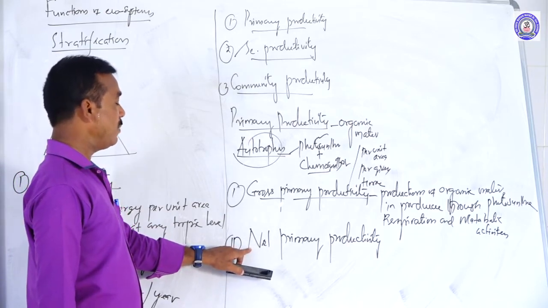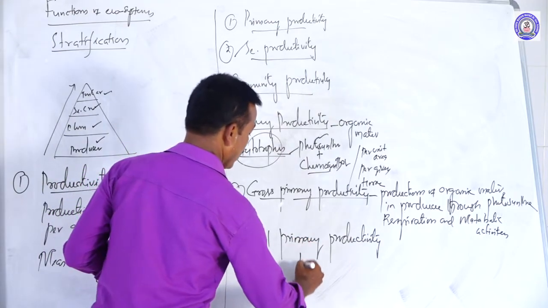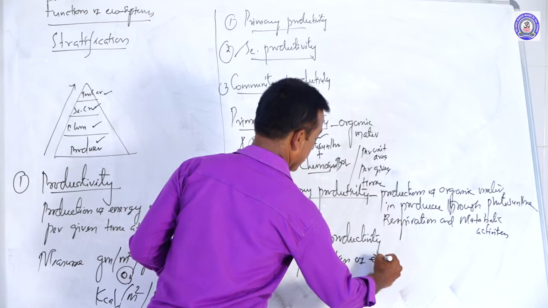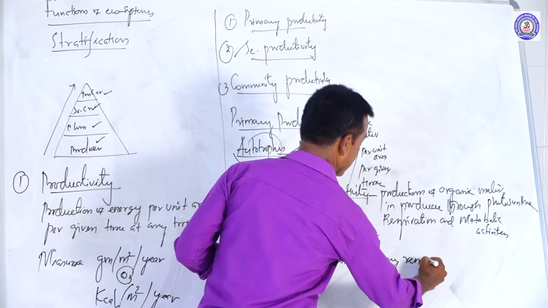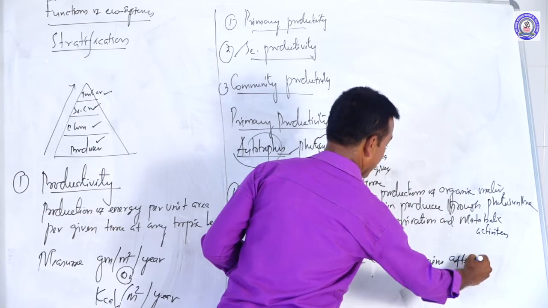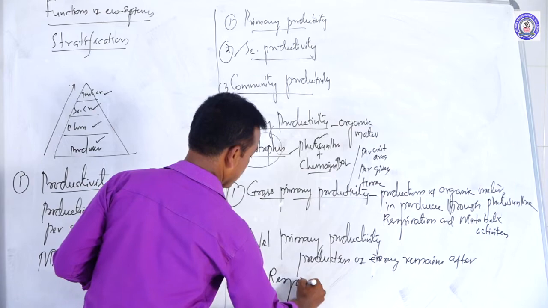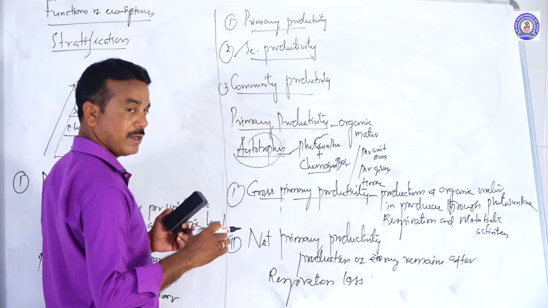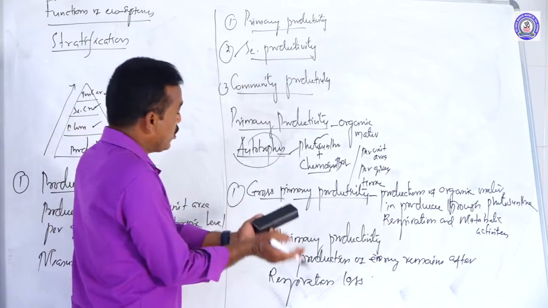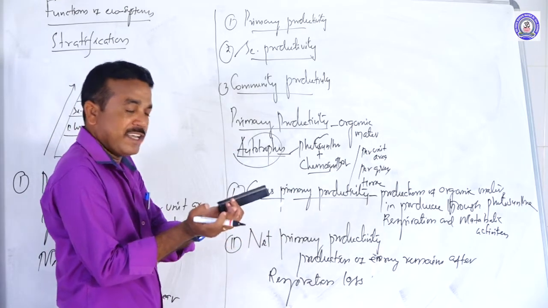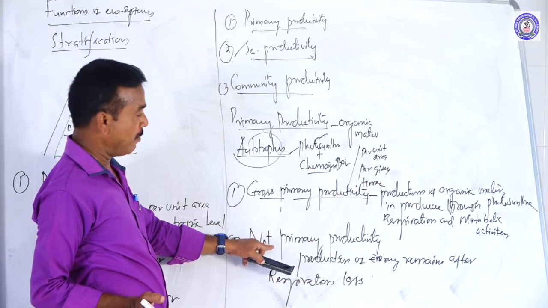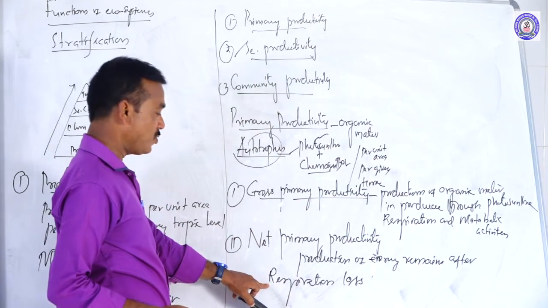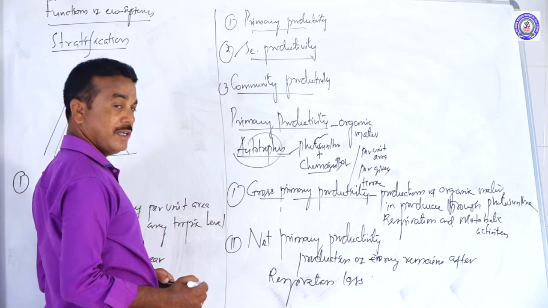So what is the meaning of net primary productivity? Production of energy that remains after respiration loss. So what is the net? That means what remains, how much can be stored or how much is present. That is commonly called net primary productivity. The definition: production of energy that remains after the respiration loss. That is commonly called net primary productivity.